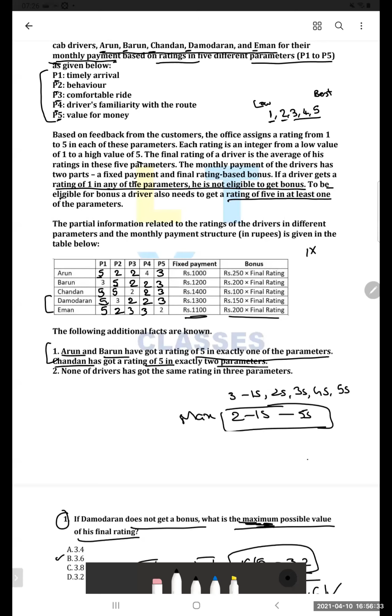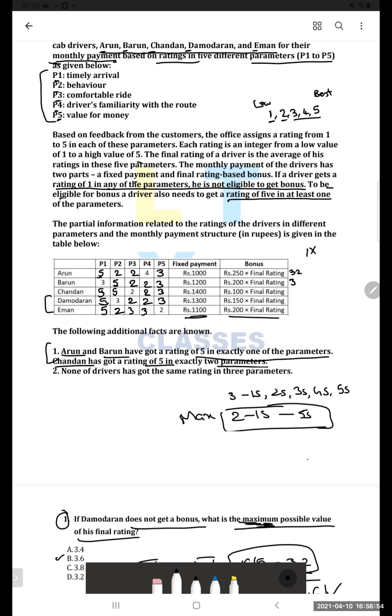What is the average for Arun? 5 plus 4, 9. 9 plus 7, 16. 16 by 5 is 3.2. So I'll put the average rating here first, 3.2. For Barun, 3 plus 5 is 8. 8 plus 2 is 10. 10 plus 5 is 15. Average rating is 3.